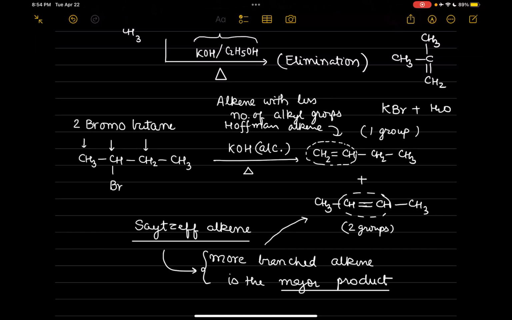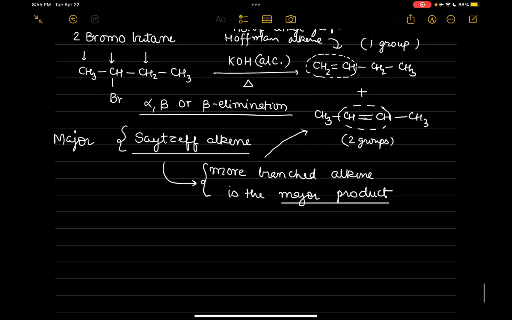Where the double bond is pointing outward. So whenever there are options, you are going to put the double bond in alpha beta elimination. Okay, this is alpha beta or just beta elimination. Zaitsev alkene is going to be the major product. And Hofmann alkene is going to form in less amount.